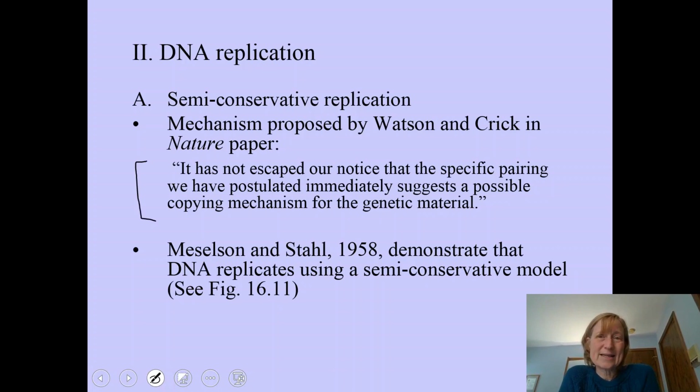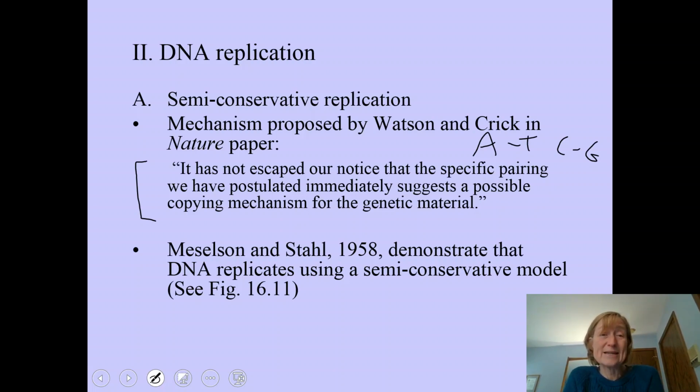It has not escaped our notice that the specific pairing we have postulated, and by that A pairs with T, C pairs with G, immediately suggests a possible copying mechanism for the genetic material. If we know the nucleotide sequence of one of the two strands, we can determine the nucleotide sequence of the other strand. We just did that on the last slide. Watson and Crick figured that's how DNA replicates. It's called semi-conservative replication, and they were right.